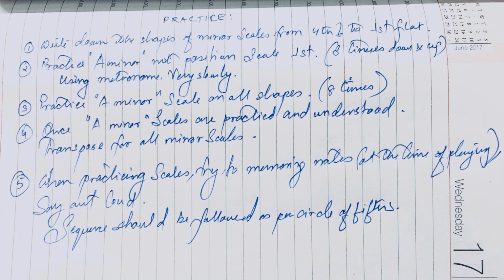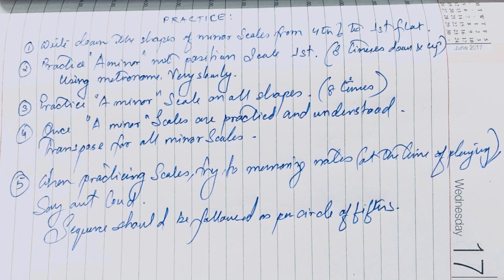The fourth practice is, once this A minor scale is practiced and understood, transpose this to all minor scales, because if you move up a fret, that becomes A sharp minor, right? Follow the circle of fifths and practice all the scales. Write down all the scales, shapes, and you can easily choose one scale according to the circle of fifths, and day by day you can practice.